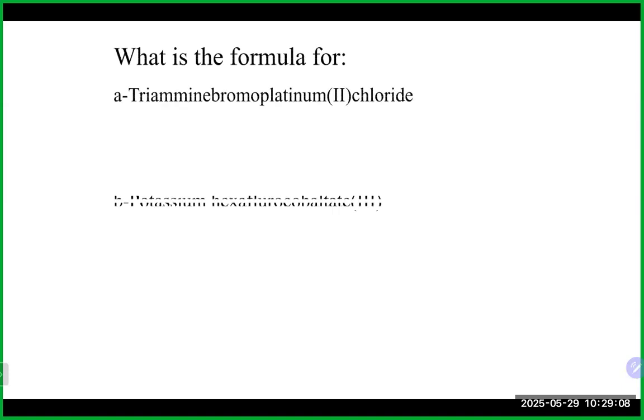All right, so let's take a look at two more here. We're going to go formulas on these guys. So write the formula, see what you come up with. Okay, so let's take a look. So really with these, when you have the name, you just kind of want to build the parts of it.